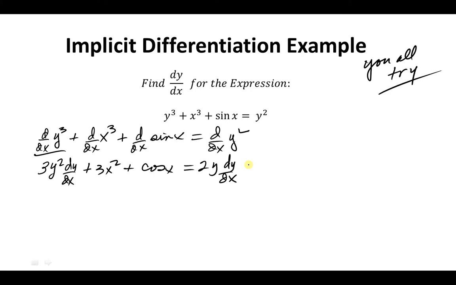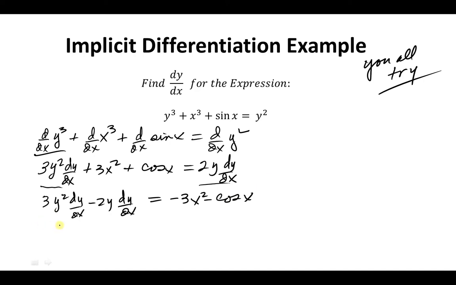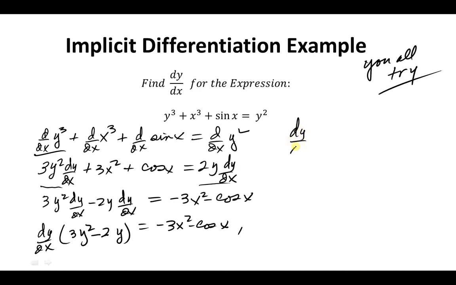Now, I'm going to collect all my dy/dx's, and I'm going to get 3y squared dy/dx minus 2y dy/dx, and everything else that doesn't have dy/dx goes to the other side. And now I can factor dy/dx out. dy/dx times 3y squared minus 2y equals minus 3x squared minus cosine of x. And solving for dy/dx, we get minus 3x squared minus cosine of x divided by 3y squared minus 2y.